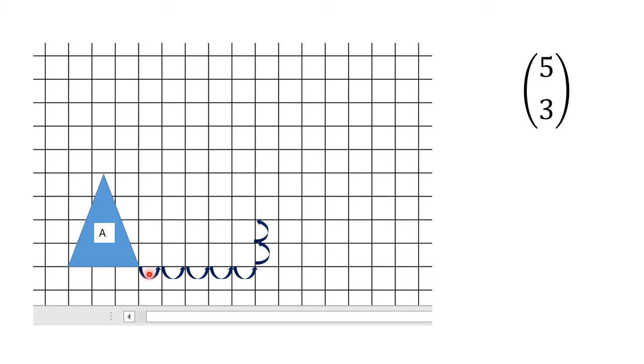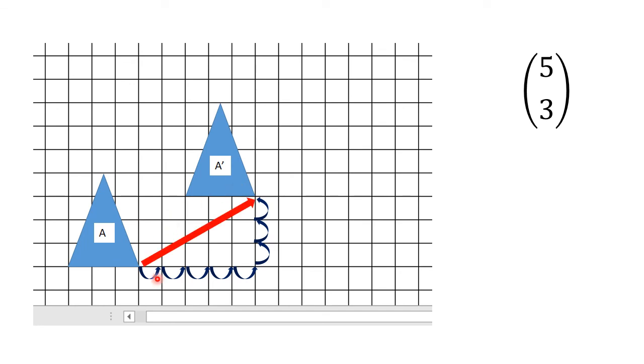So we have moved 5 steps along the x-axis and 3 steps along the y-axis, and the triangle comes there. So this was triangle A, this is triangle A prime. Now, what else do we notice?